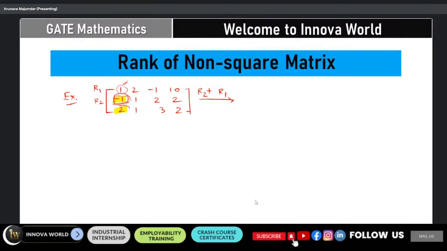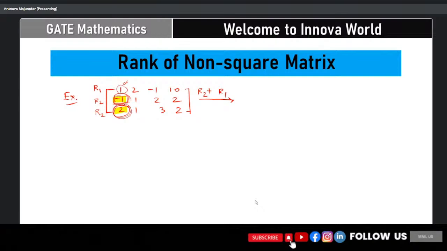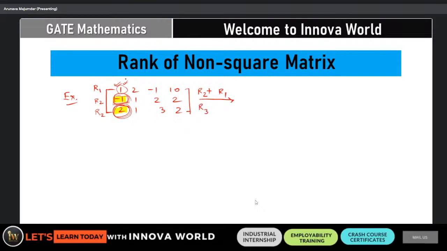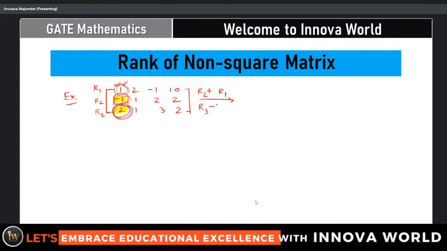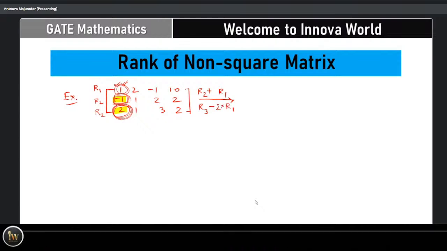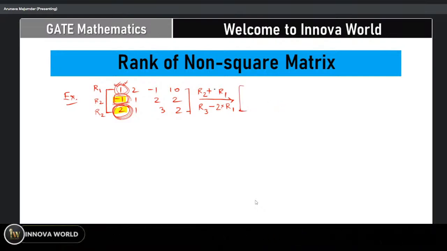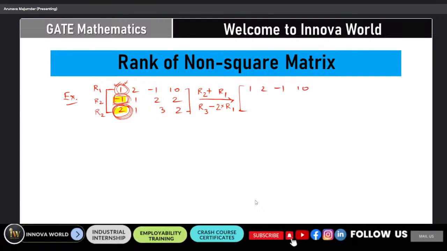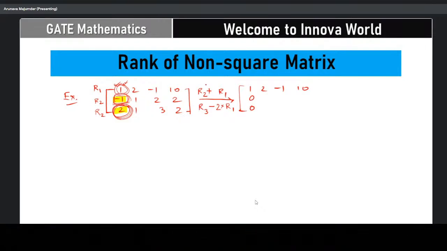Now how can we make the third row, first column element 0 with respect to row 1? Since we are changing the third row, we will write down row 3 first, and in row 1 this element is 1. So what we will do is R3 minus 2 into R1. Now the first row is not going to change, so 1, 2, -1, 10. In the second row the first element is already 0 because we made these operations.